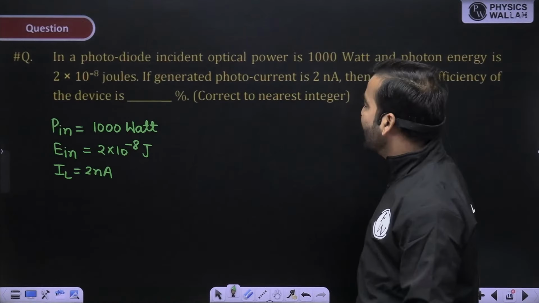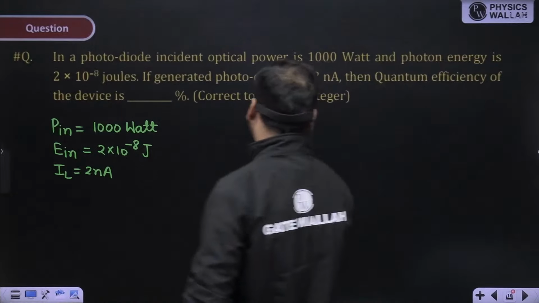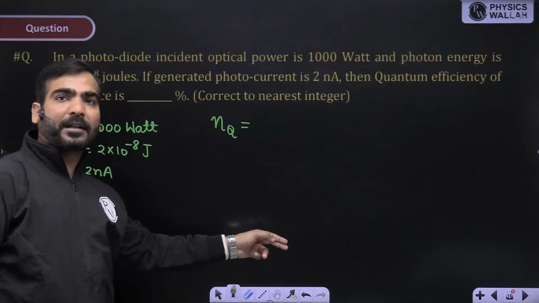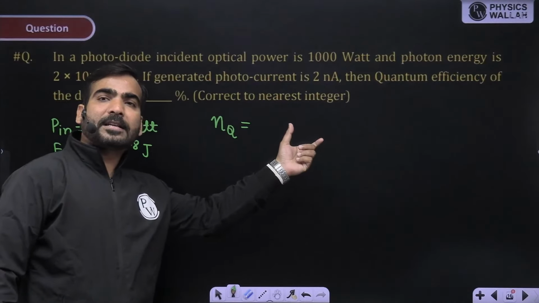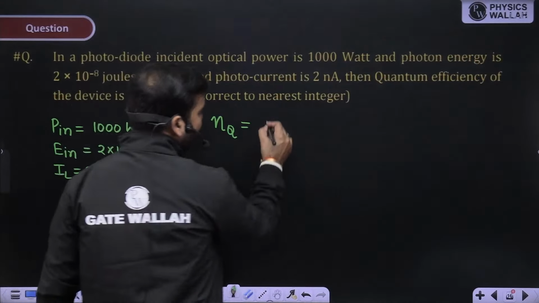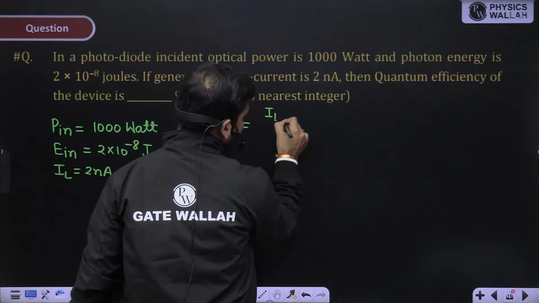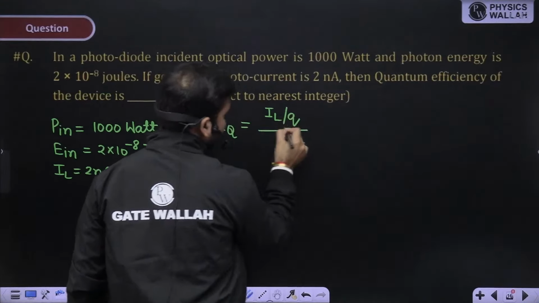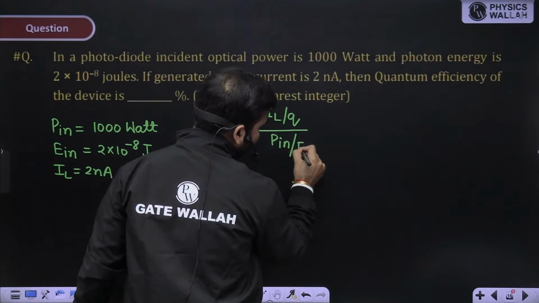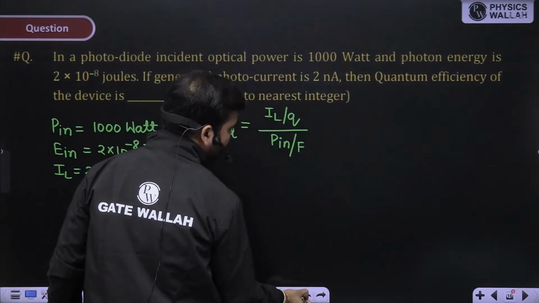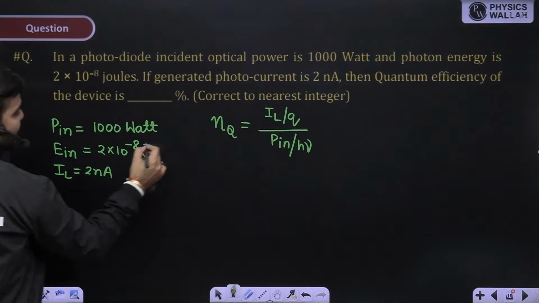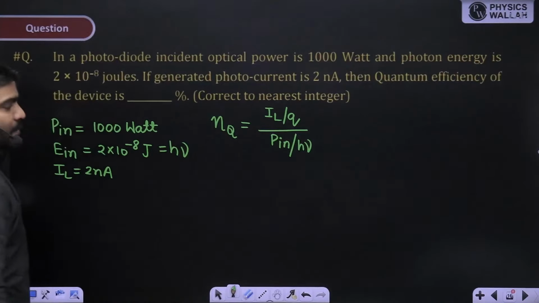What you have to find out? Quantum efficiency. What is quantum efficiency? Yesterday I told you, quantum efficiency is quanta upon quanta: number of electron hole pairs generated per second divided by number of photons incident per second. Number of electron hole pairs generated per second is IL by q. And number of photons incident per second is P in by the energy of the photon. I used to write that like h nu also, P in by h nu. So E in is nothing but h nu, that is photon energy.